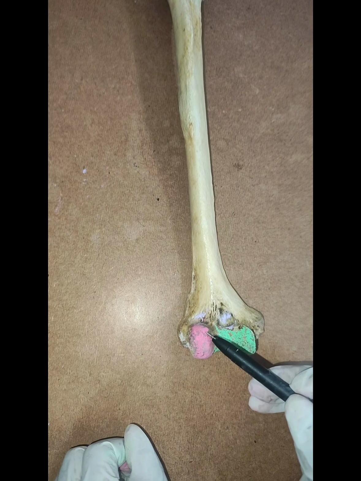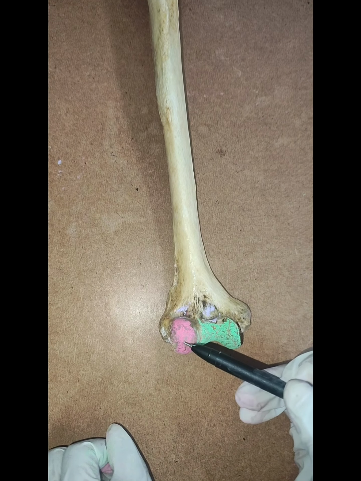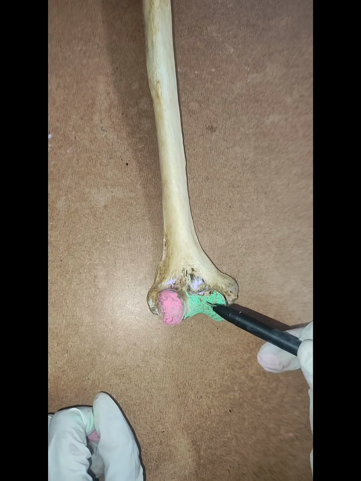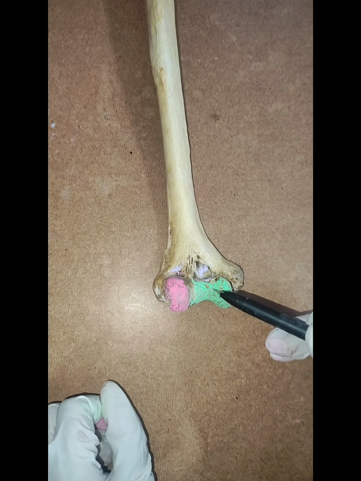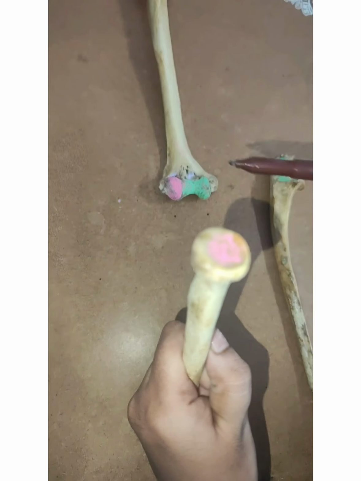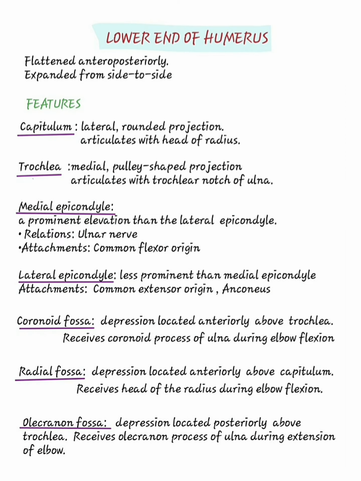Capitulum articulates with the head of the radius. Trochlea articulates with the trochlear notch of the ulna. Medial epicondyle is a more prominent elevation than the lateral epicondyle. Relations: ulnar nerve. Attachments: common flexor origin.